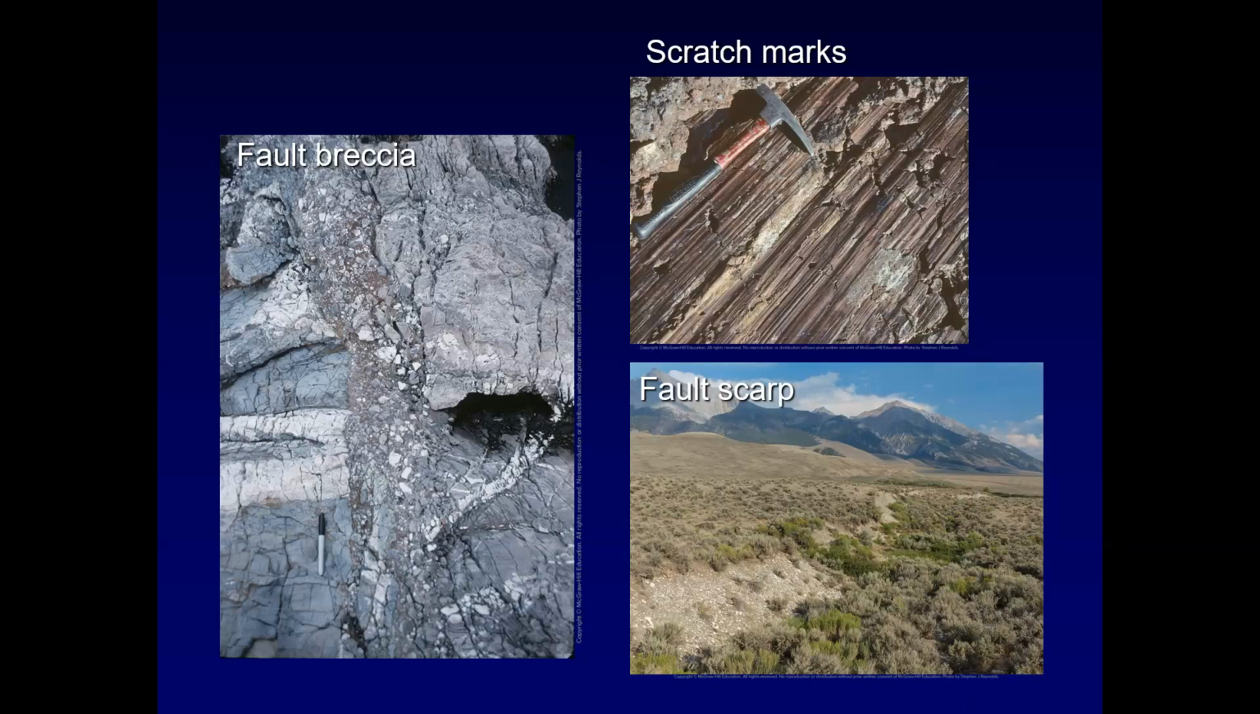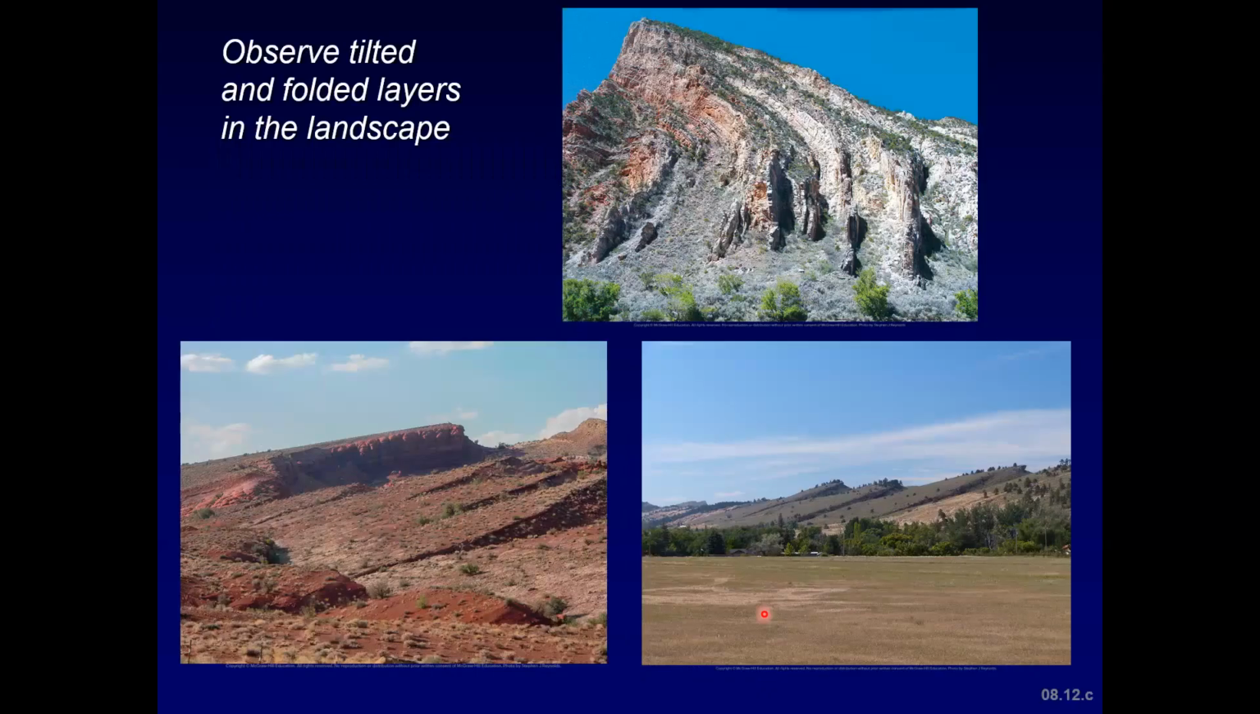and that's where fault movement forms a step in the landscape. And these can happen right after earthquakes. So geologists can go out and measure the fault scarp in a landscape. That's in Idaho. We'll also look at tilted and folded layers in the landscape.